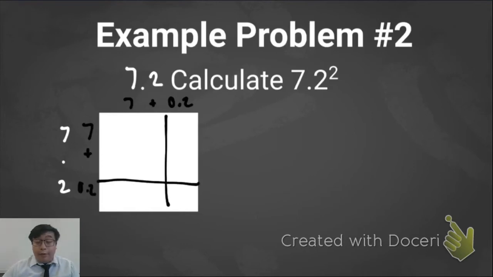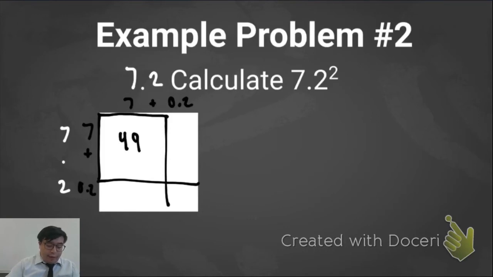So finding the areas of each of these parts, I can find the area of the whole square. So 7 times 7, that's going to be an area of 49. The area of this rectangle here is going to be 7 times 0.2. I know that 7 times 2 is going to be 14. And since there's a decimal, this is going to be 1.4.